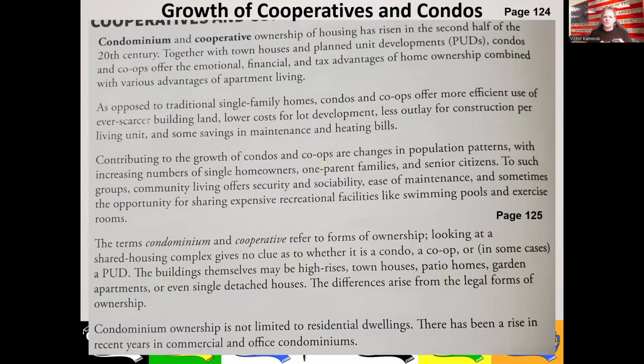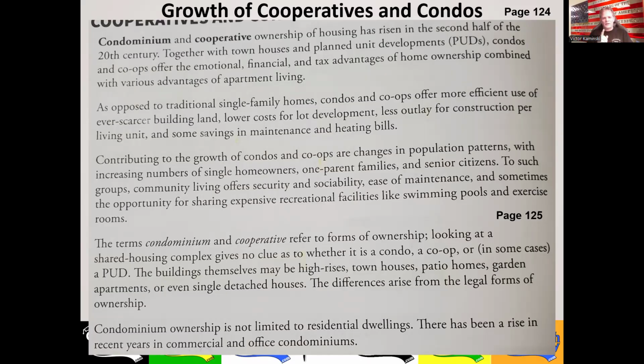So to such groups, community living offers security and sociability, ease of maintenance, and sometimes the opportunity for sharing expensive recreational facilities like those Olympic-sized swimming pools and tennis courts and basketball courts, and maybe they have meeting rooms, perhaps with a pool table. They got the workout center with a fully stocked gym, things of that nature that you probably couldn't afford in your own house if you had one anyway.